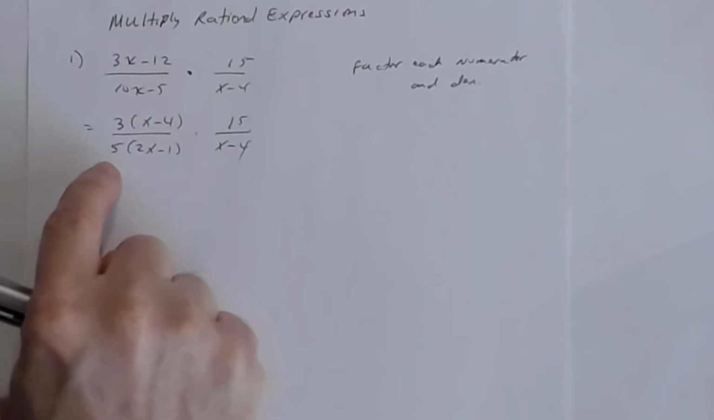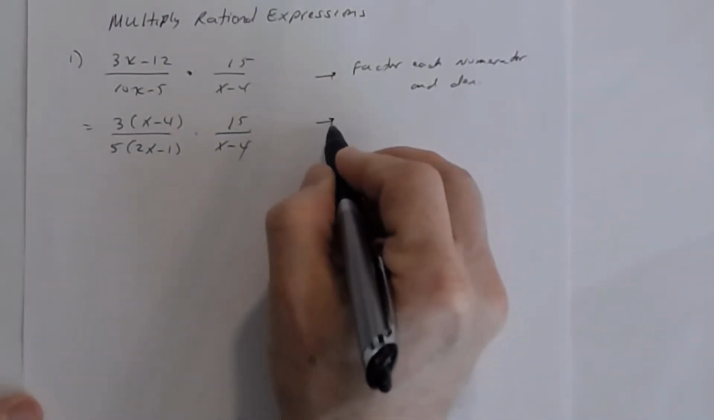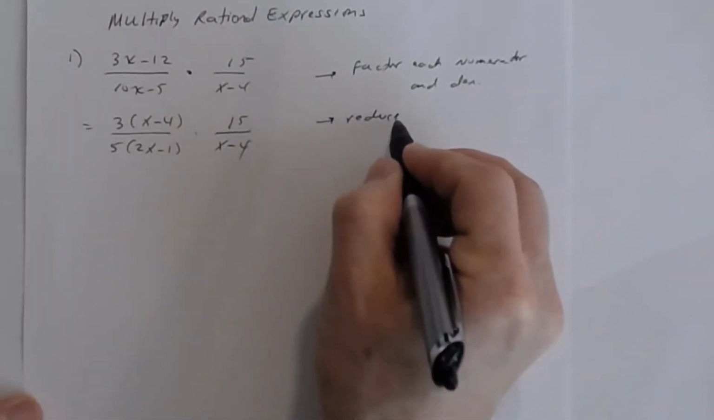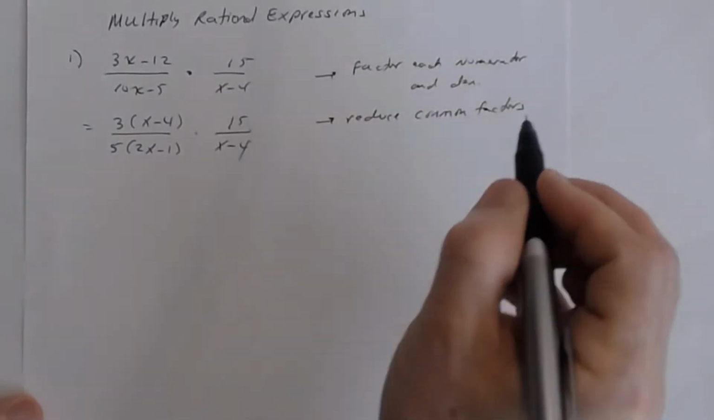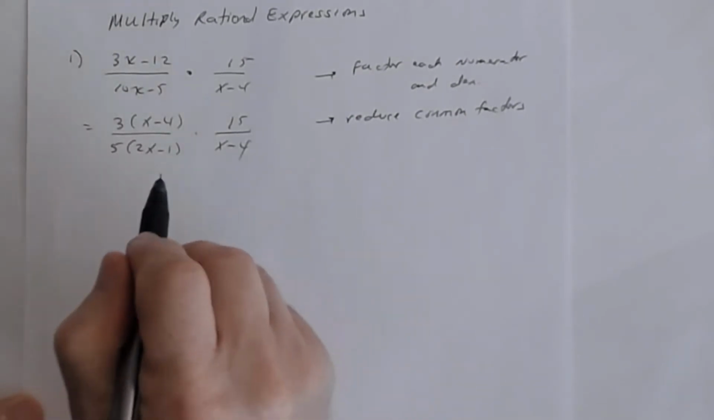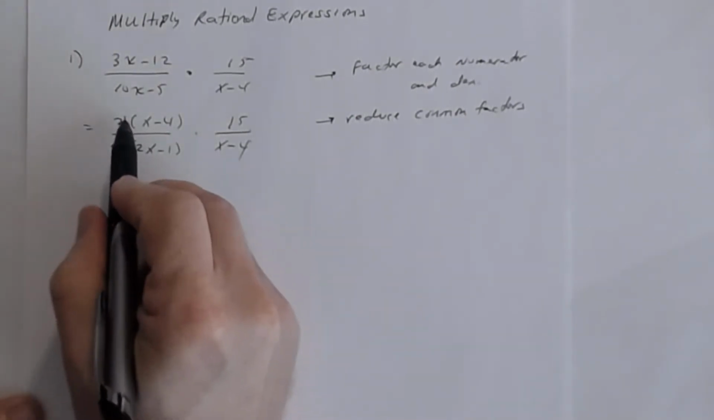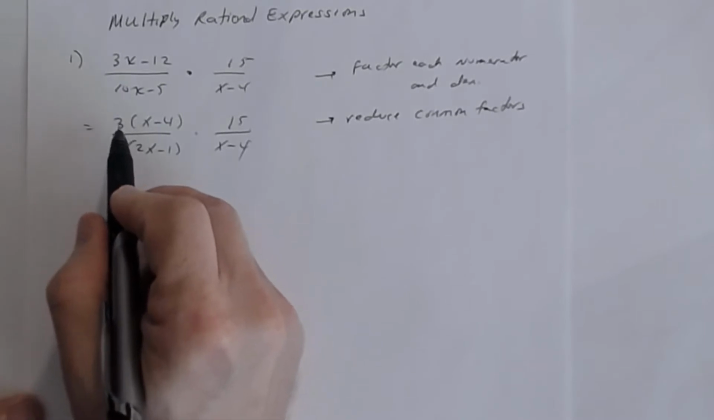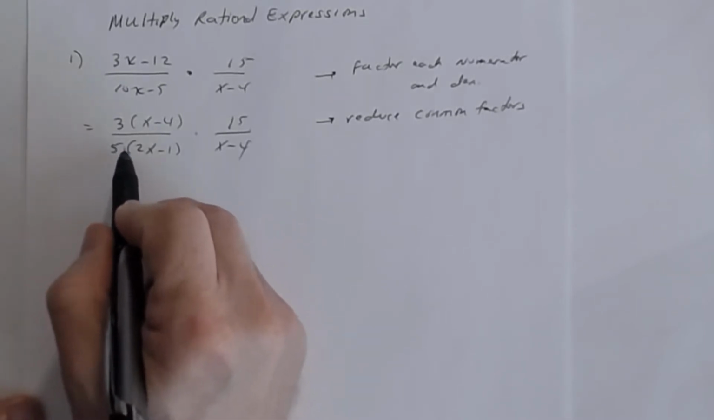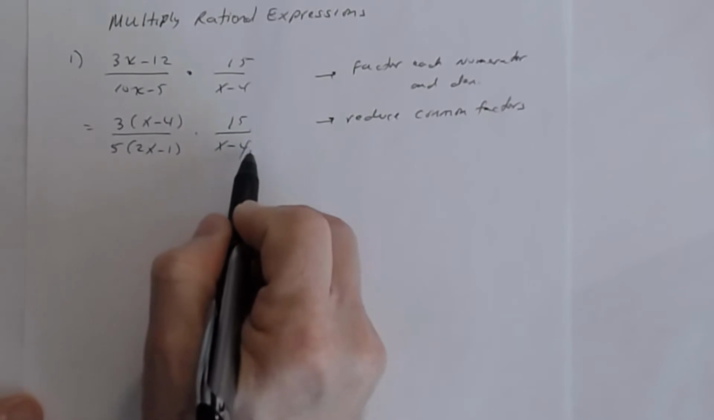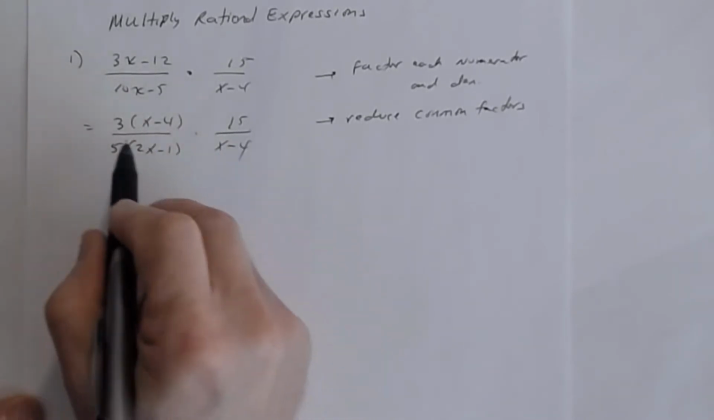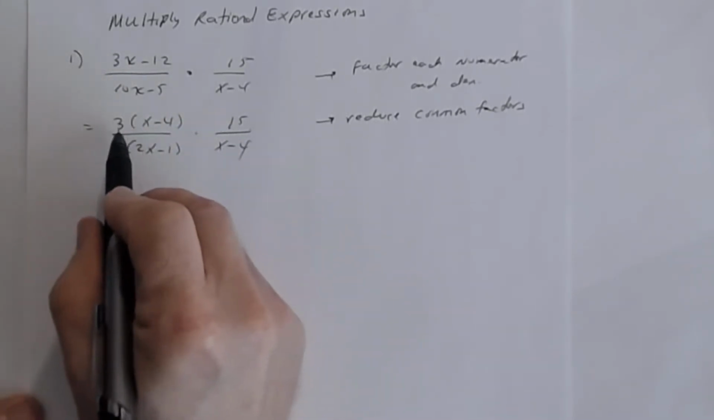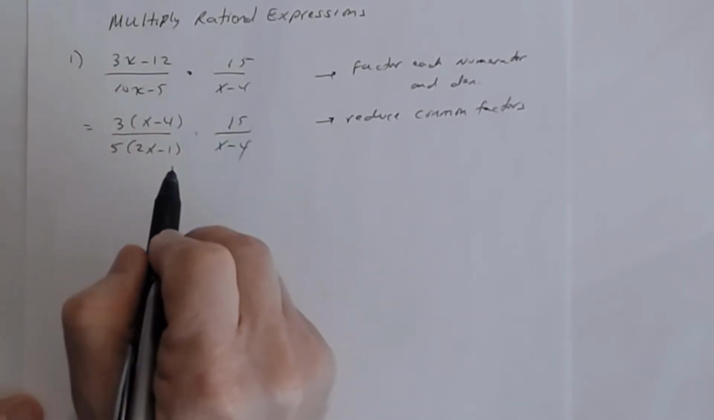Then the next step is to reduce common factors. You must show what I'm about to do. Your first factor is 3. If you look at your denominators, your factors are 5, 2x minus 1, and x minus 4. So y'all need to understand that there are 3 factors in the denominator: 5, 2x minus 1, x minus 4. There are 3 factors in the numerators: 3, x minus 4, and 15.